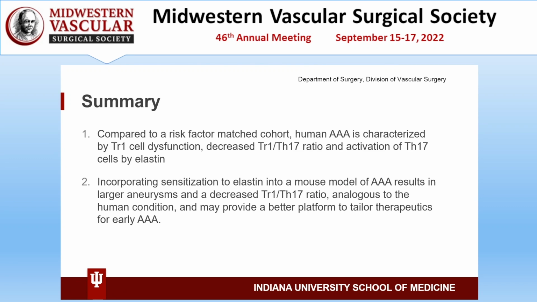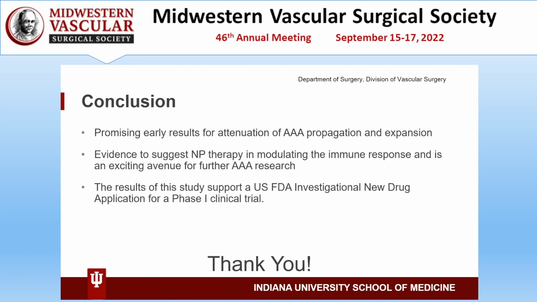So in summary, compared to risk factor matched controls, human AAAs are characterized by TR1 cell dysfunction, decreased TR1 to Th17 ratio, and the activation of Th17 cells to elastin. Incorporating sensitization to elastin into a mouse model of AAA results in larger aneurysms and a decreased TR1 to Th17 ratio, analogous to the human condition, and may provide a better platform to tailor therapeutics for early AAAs.